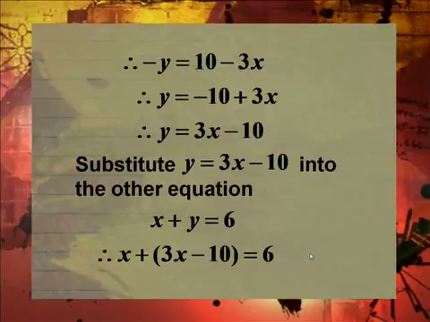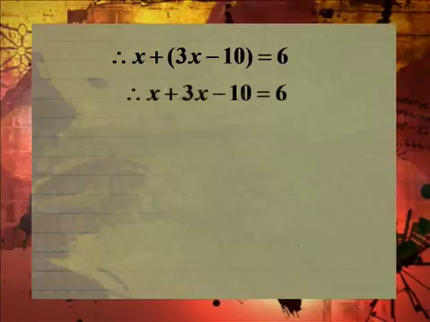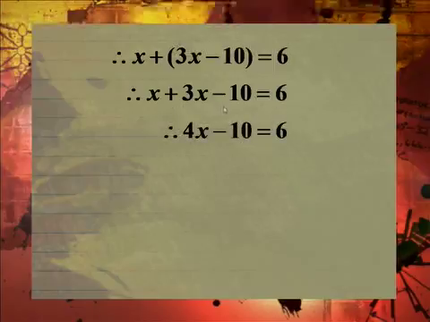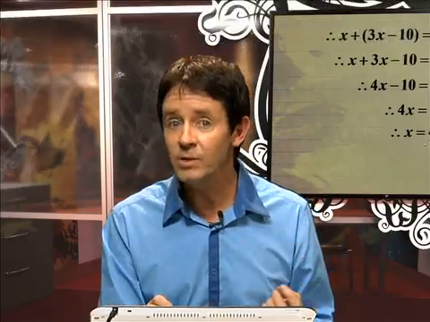Okay, here we go. Let's have a look at this now. If you work with that, what do you know? We've got x plus 3x minus 10 equals 6, which is 4x minus 10 is 6, and then bring the minus 10 across. 4x is 16, and guess what? You get the same answer as before, x is equal to 4. Which is great.